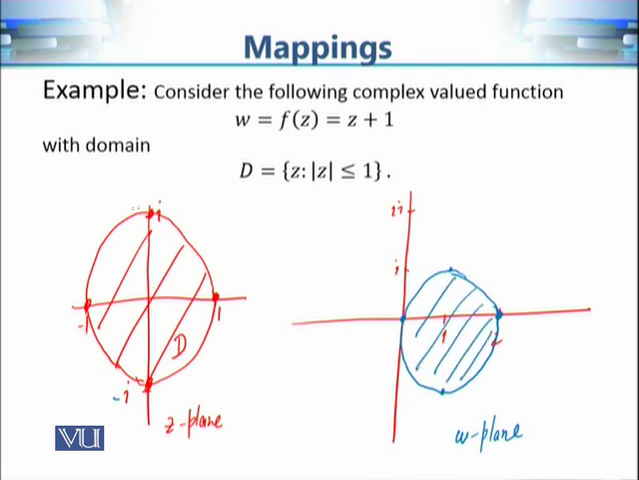Okay, so if we start from this domain D, which is the closed unit disk centered at the origin, then we get the following. The image is the disk centered at 1 with radius 1. So from this geometrical representation of the function, we can say that this function is translating the points of the domain to the right by 1 unit.